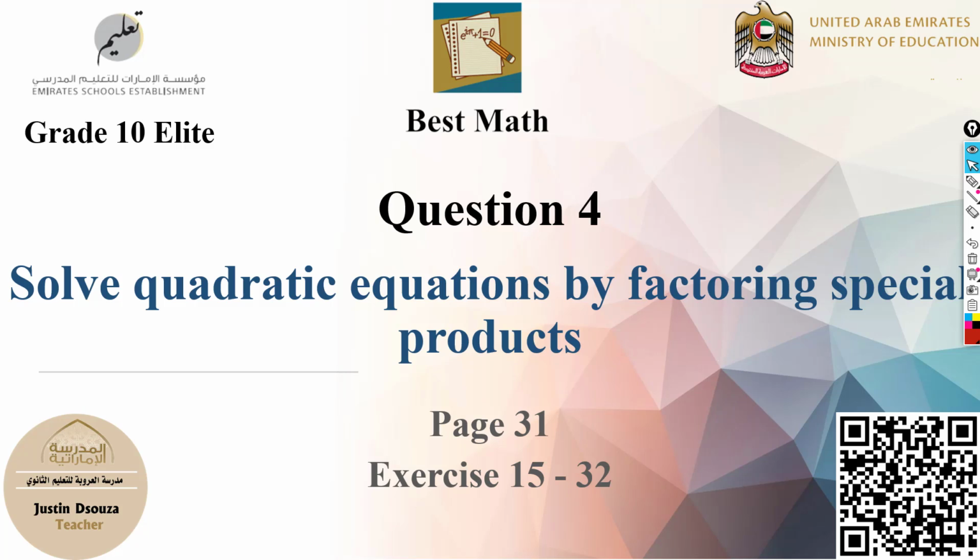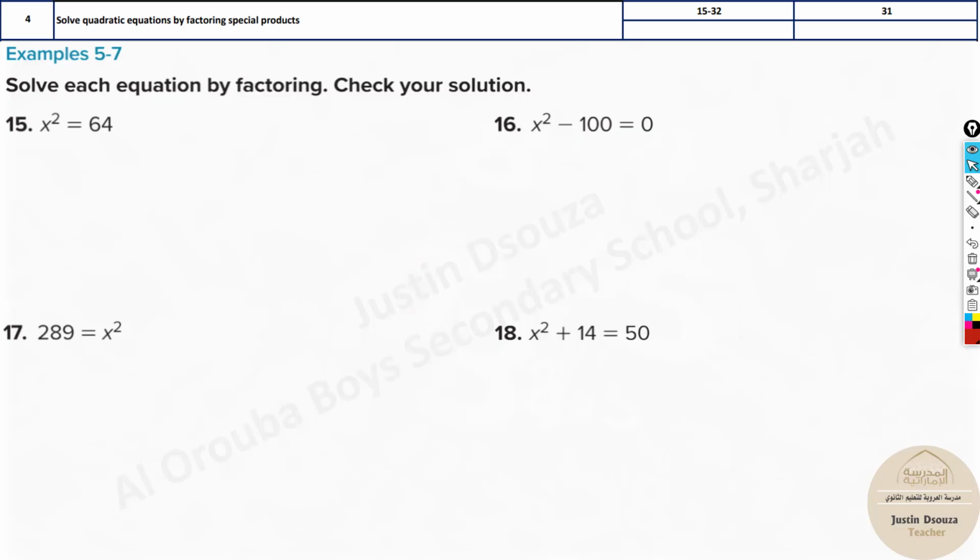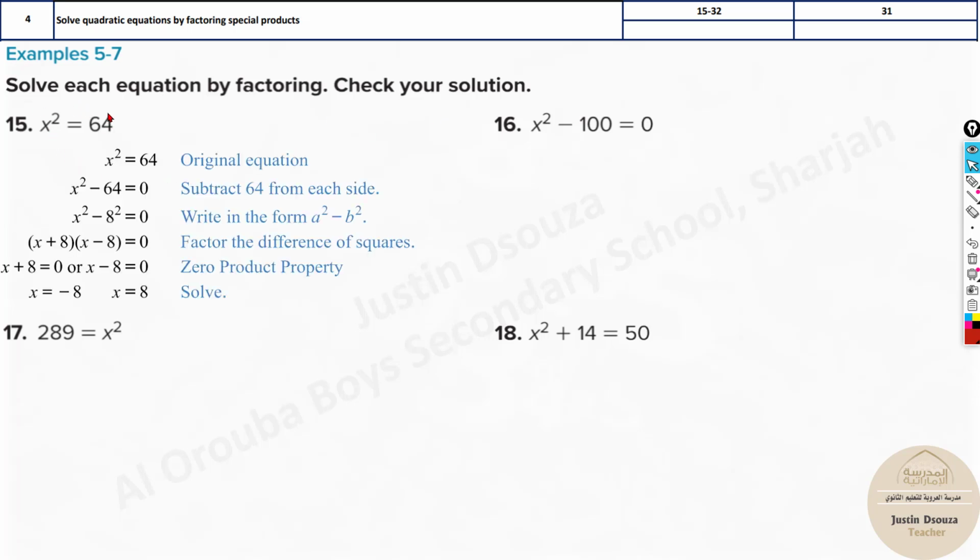Question number 4 is to solve quadratic equations by factoring special products. Now, this method really doesn't matter here. See, the special products method, basically what it is, these are squares. You can see that 64 is basically 8 squared. So what you do is write 64 in terms of 8. X squared minus 64, you write x squared minus 8 squared.